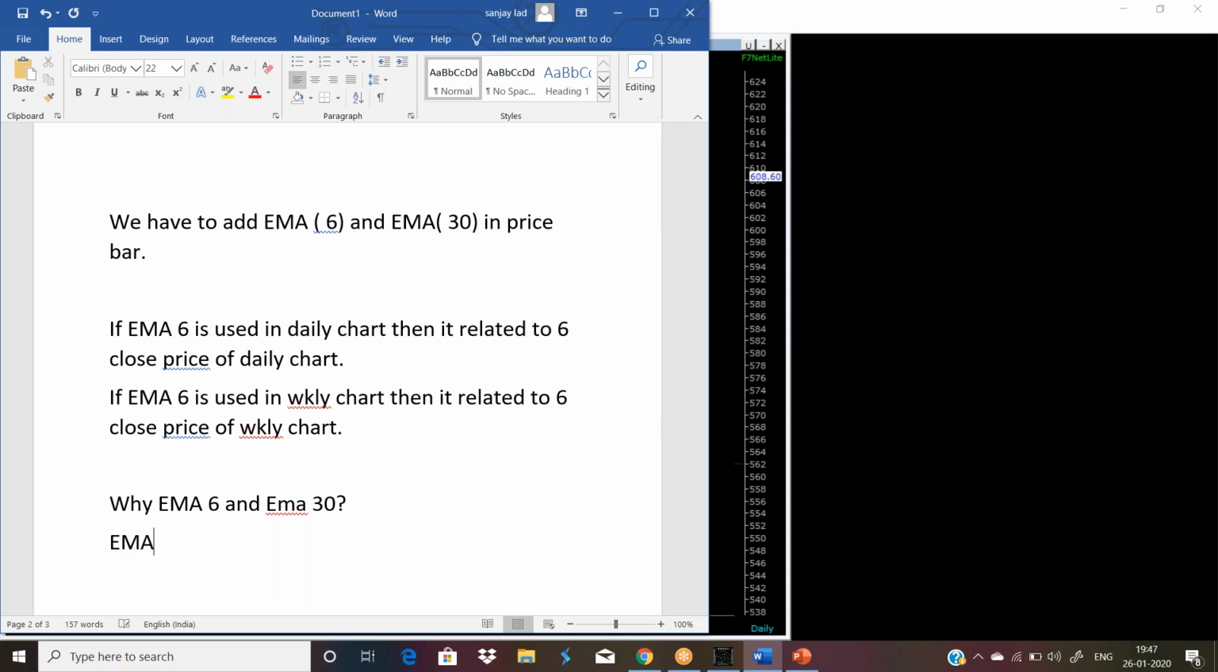Because EMA 6 of the weekly, or you can say higher time frame chart, is approximately equal to EMA 30 of the lower time frame chart.